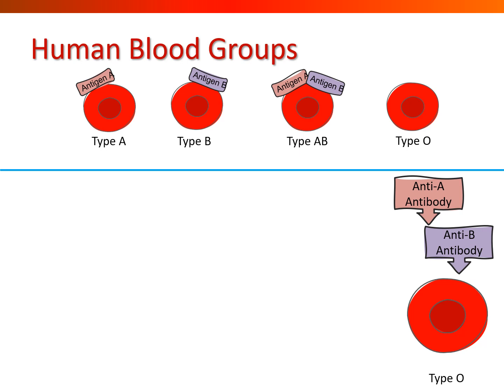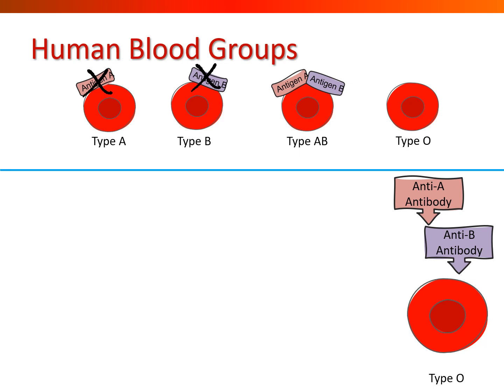Can A give to O? No, because type O blood has anti-A antibodies and type A blood has antigen A, so that's no good. What about type B blood? Well, blood type O has anti-B antibodies, so that's no good.